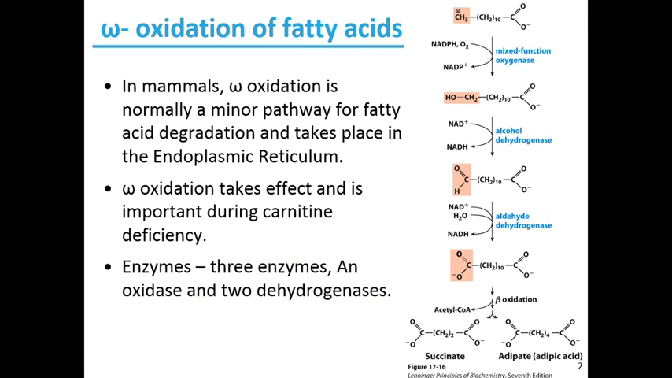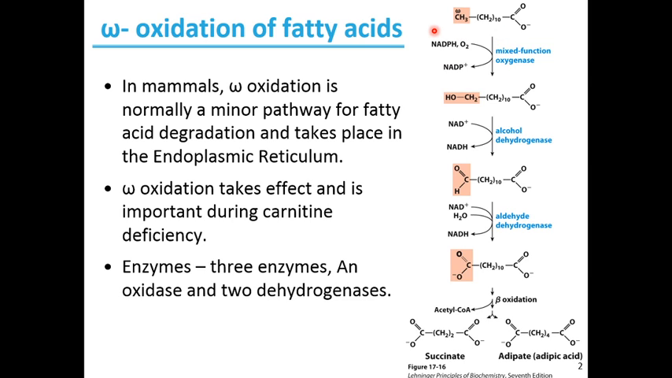The mitochondrial beta oxidation is by far the most important catabolic fate for fatty acids in animal cells. In addition to beta oxidation, another oxidation pathway exists in animal cells, and this is called omega oxidation of fatty acids. Unlike beta oxidation, omega oxidation of fatty acids starts from the last carbon. Now, as the name suggests, omega oxidation means the oxidation at the last carbon.